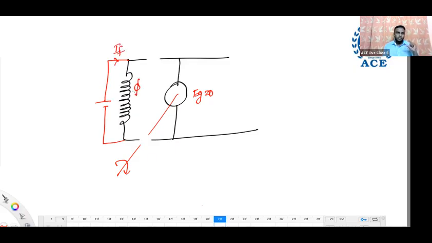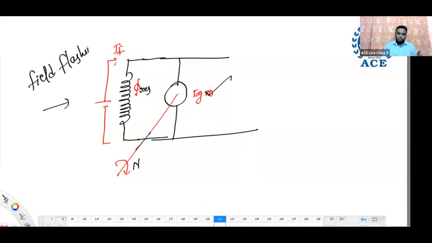Let us apply the voltage for some time, maybe 10 or 20 seconds is enough. Now remove the field winding from the supply again and connect the field winding back to the armature. Now start the generator. Now there is EMF induced, which means residual flux was produced by giving supply to only the field winding. This method is called field flashing.